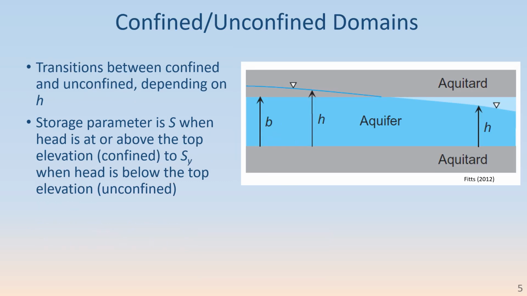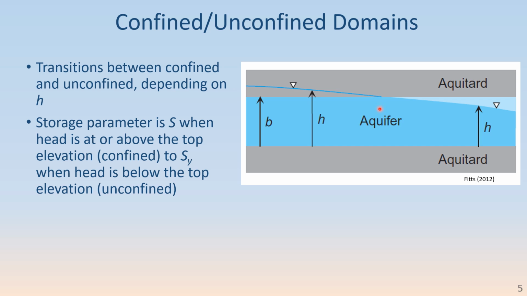There's a hybrid confined/unconfined domain that you can use when your domain may be confined in some part of its extent and unconfined in other parts. And whether it's going to be treated as confined or unconfined depends on the head relative to the top elevation. When the head exceeds or is equal to the top elevation, it's treated as confined. And when it is lower than the top elevation, it's treated as unconfined. And that transition where it occurs, say like this spot here, you don't have to know that beforehand.